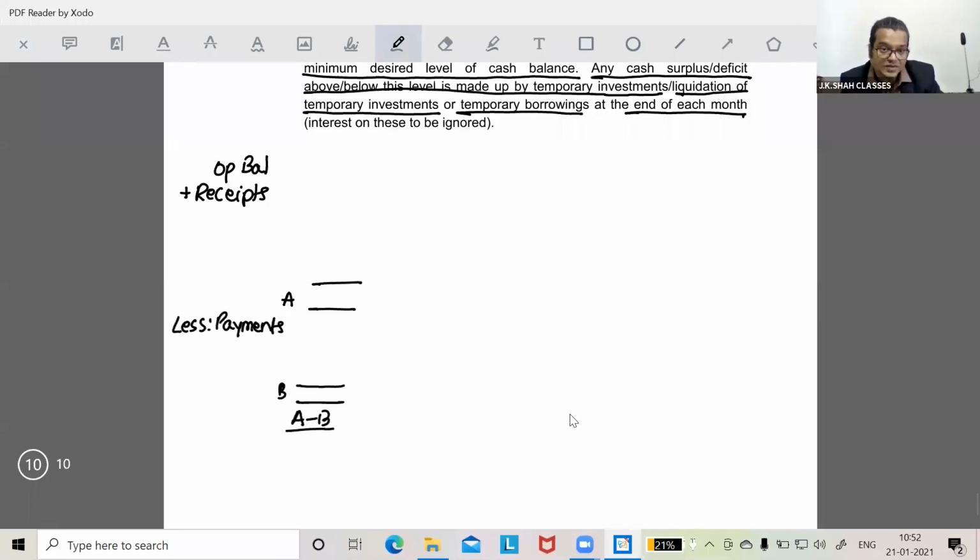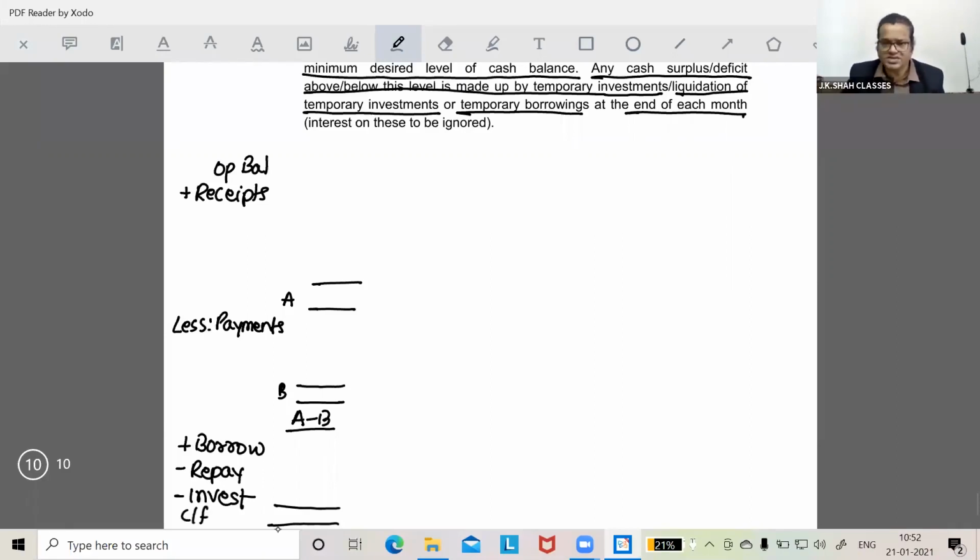A minus B. Okay. Now what we had discussed, that is, if A minus B is not sufficient, what we will do, we will borrow. Where is this balance? Correct? If this is more than enough, we will repay. Still enough, then we will invest. And then this will be the final balance which I will carry forward. Remember this? In basic format we had discussed at the beginning of this topic.